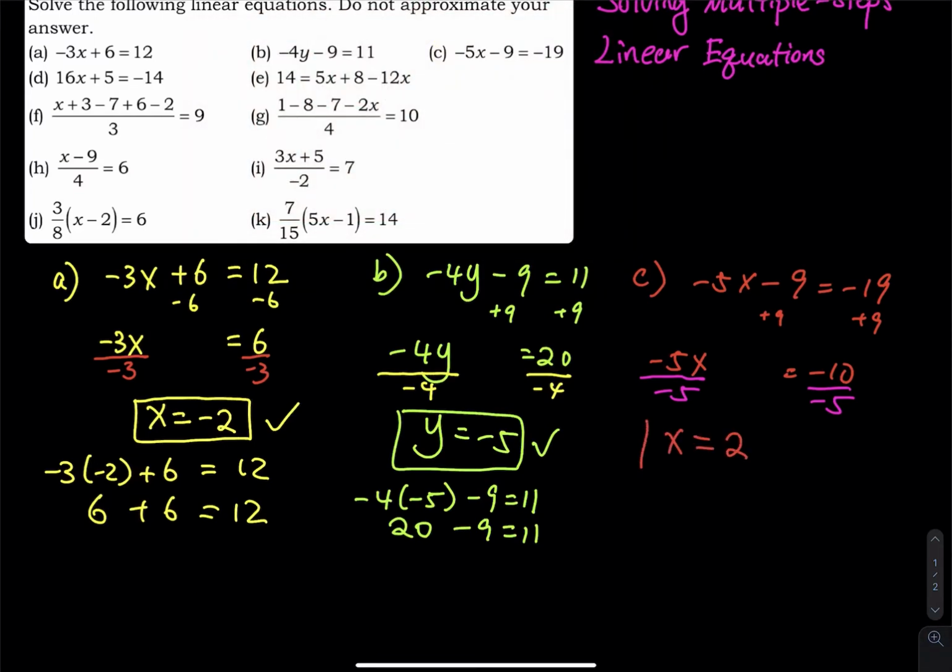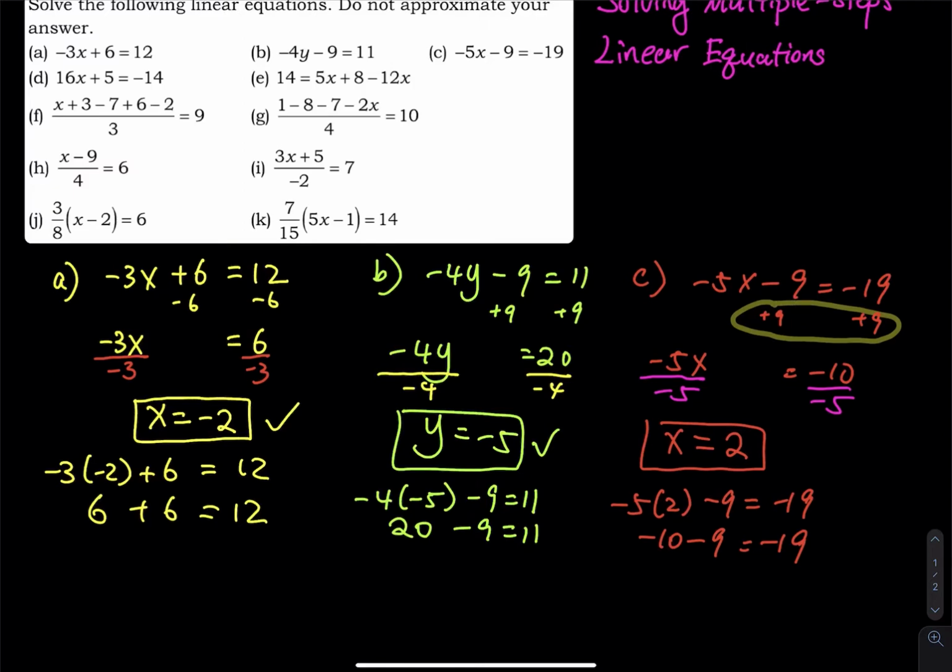How do I know this is correct? You plug in 2. So negative 5 times 2 minus 9 equals negative 19. You have negative 10 minus 9 equals negative 19. That is how you solve it. Is there an easier way to solve it? What if I want an alternative other than doing a plus 9 on both sides? Yes, there is another way to solve it.